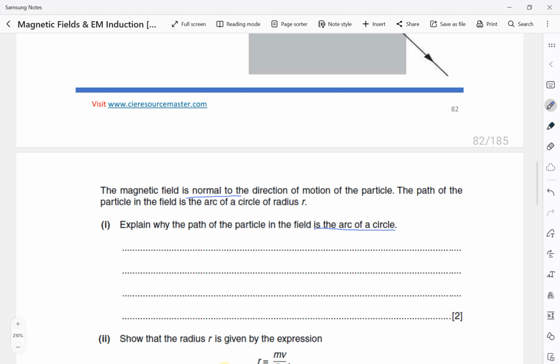So I'm saying the magnetic force on the particle is constant and always perpendicular.